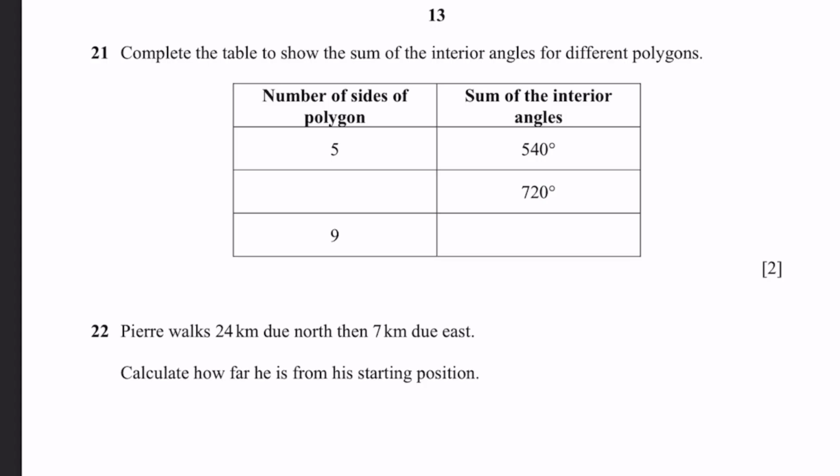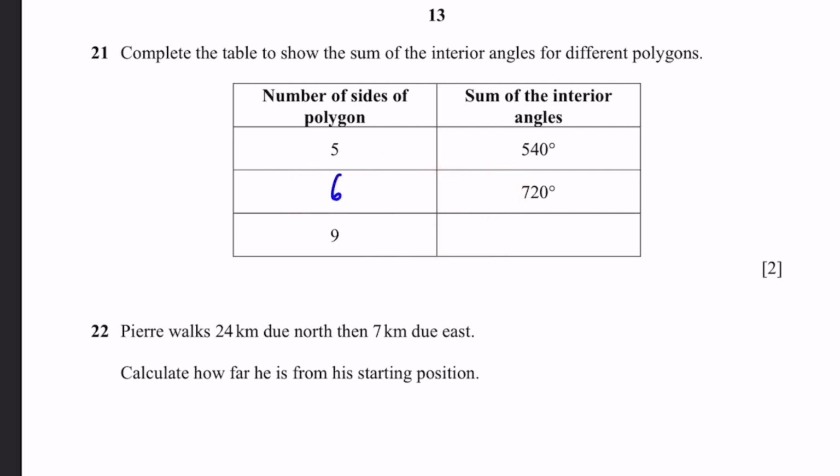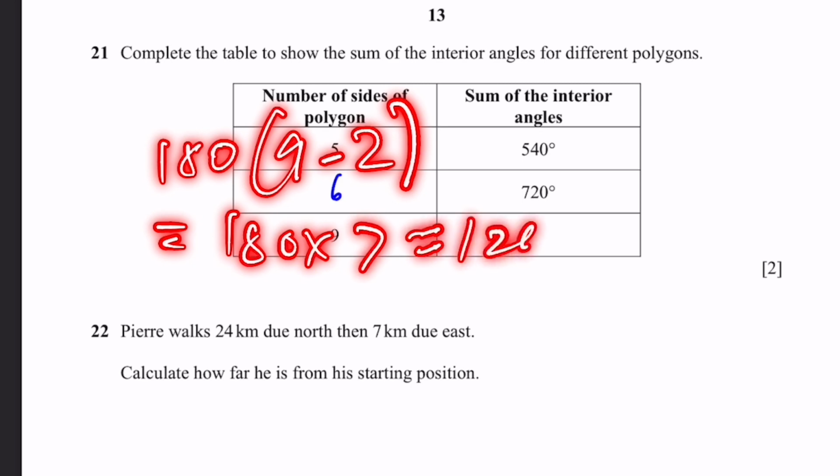Complete the table to show the sum of interior angles for different polygons. Number of sides is 5, sum is 548 degrees. Sum is 720 degrees, that's equal to 180 into n minus 2, right? That's the formula. So n minus 2 is equal to 720 by 180, which is 4. N is equal to 6, so it is 6 sides. Now for 9 sides, using the formula 180 into n minus 2, n is equal to 9, so 180 into 9 minus 2, 180 into 7, and that'll be 1260 degrees.